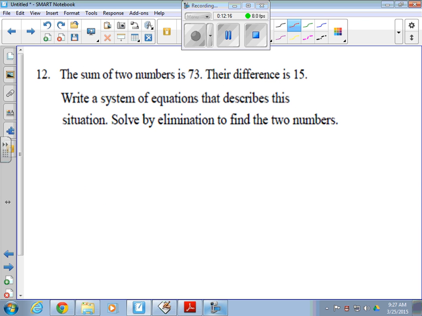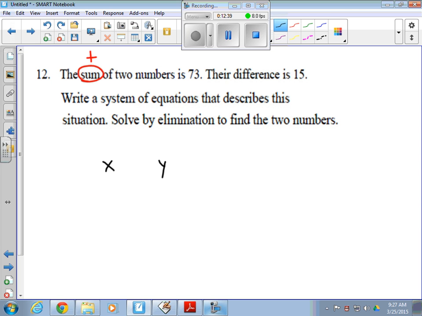Number 12 says the sum of two numbers is 73. Their difference is 15. Write a system describing the situation and solve it to find the two numbers. You have to know what sum is. That means plus. So two numbers, that's two unknown numbers. One of them is x, the other unknown is y. Remember, you can use any variable you want.